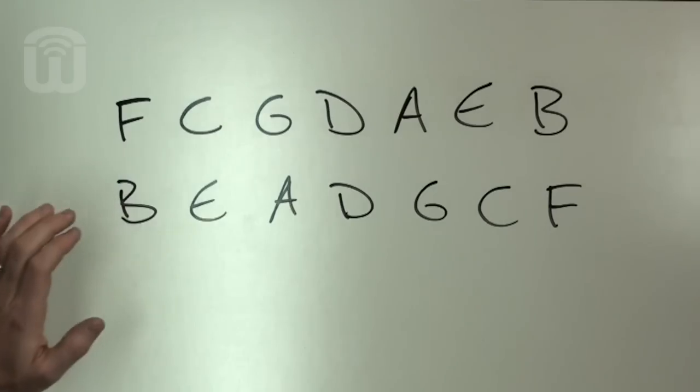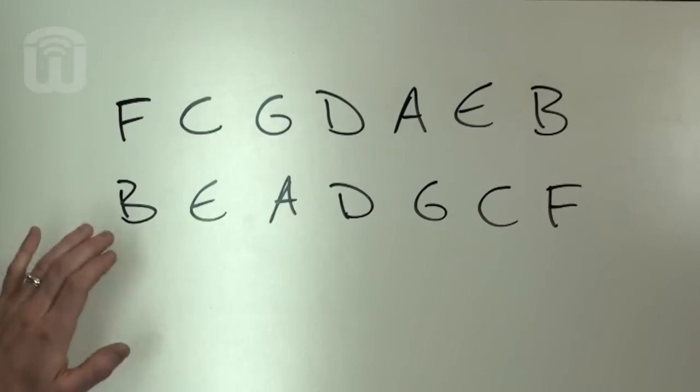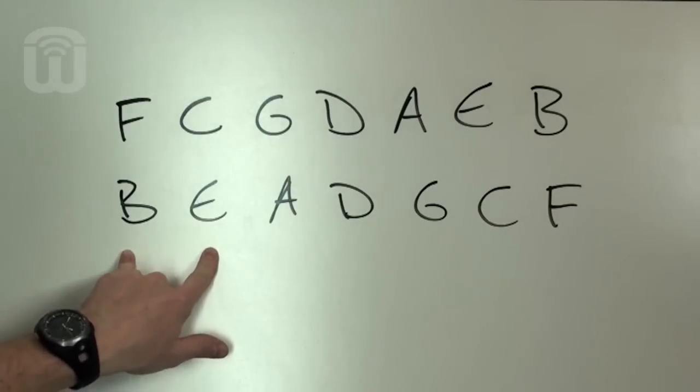In the same way for the order of flats. If you have one flat, it has to be B flat. And then from there, you'd have B flat plus E flat, okay? So you get the point.